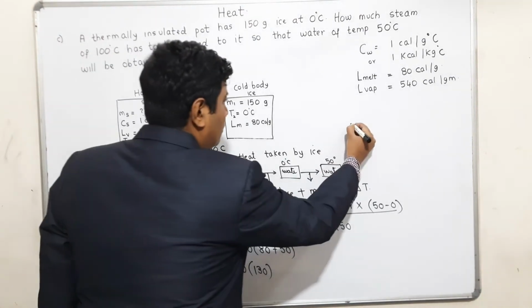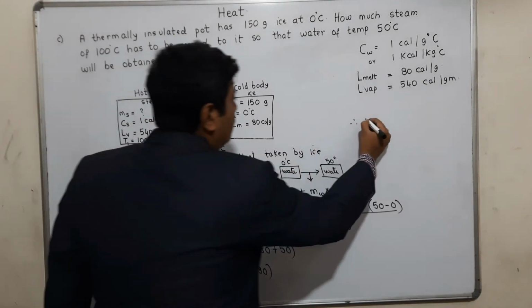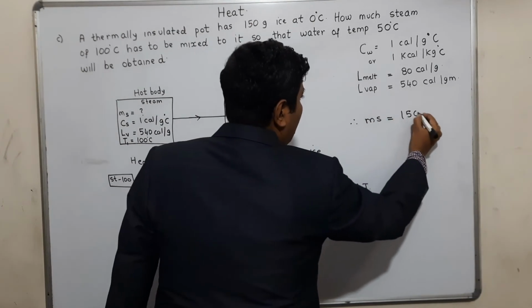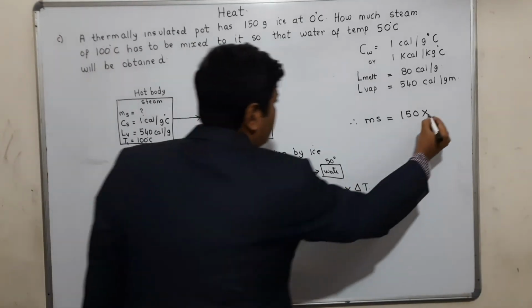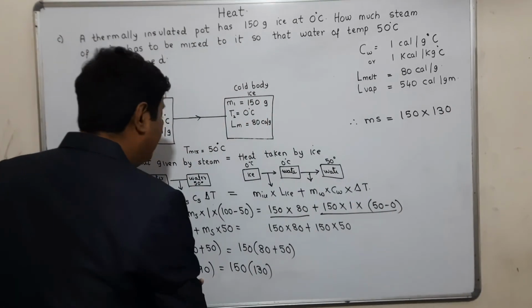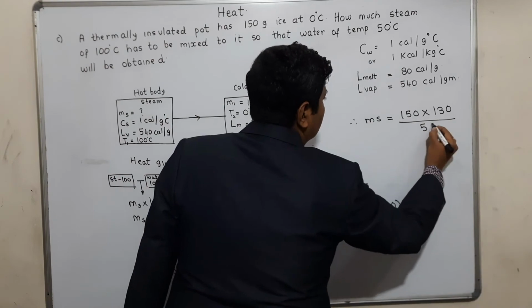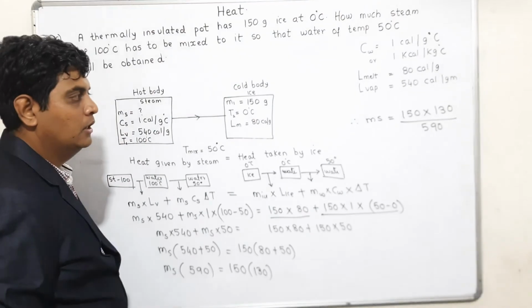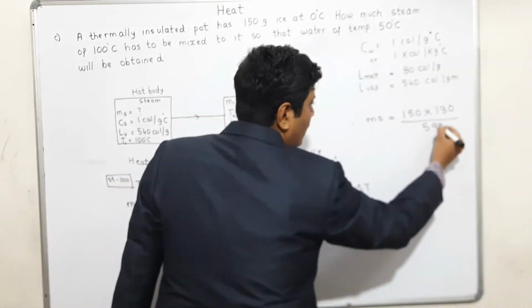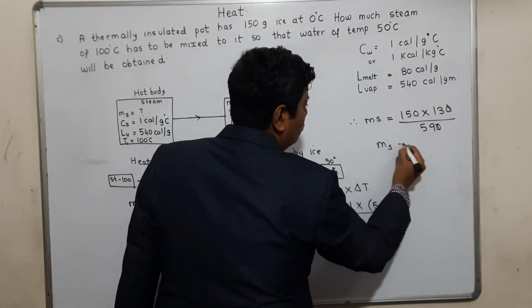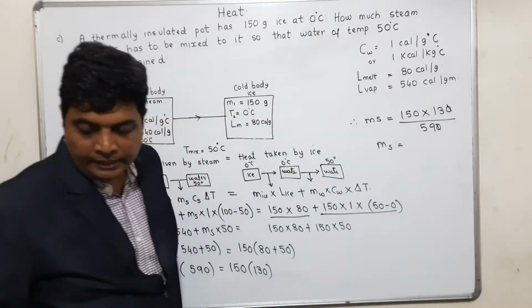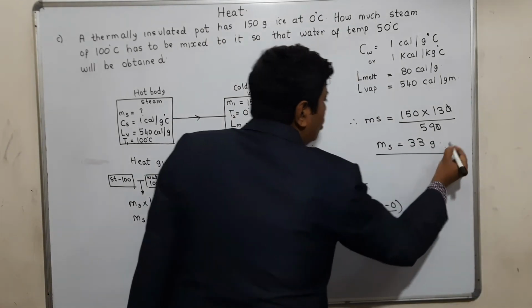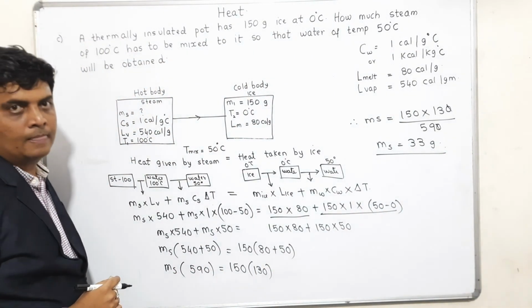So therefore, Ms is equal to 150 into 130 divided by 590. When 590 goes to the other side, it goes in the denominator. When you do the cancellations, you get Ms, the mass of the steam, is equal to 33 grams. You will get the answer as 33 grams. So this is how we are going to do this sum.